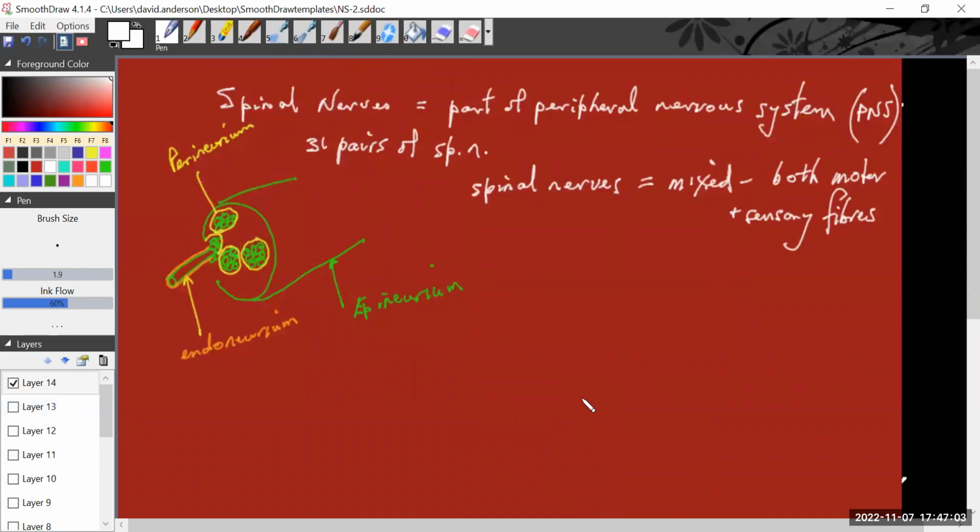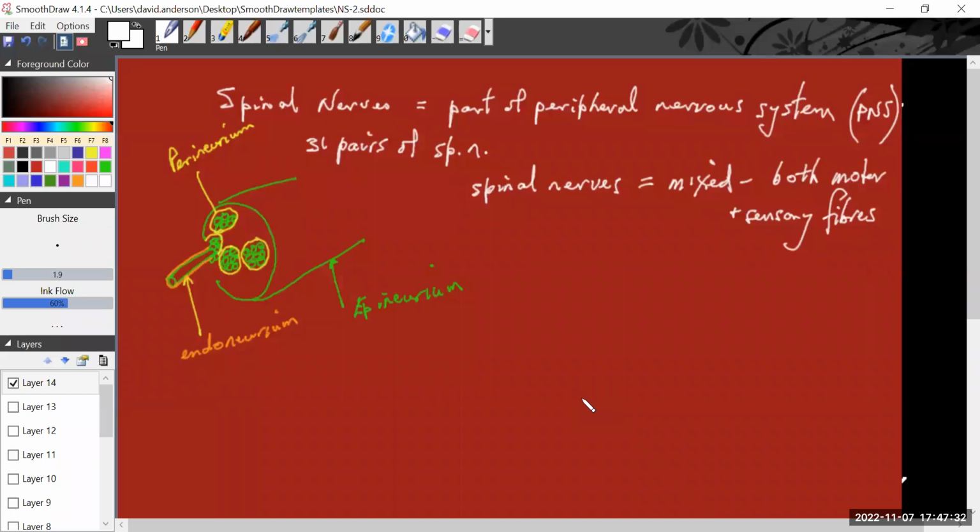So we have 31 pairs. They leave between the occiput and C1, and then between C1 and C2, C3 and C4, all the way down into the sacrum. And so they're just going to be named for the vertebrae that they're most closely associated with. The first one that leaves is C1, and then the next one would be C2, C3, and those are referred to as their nerve roots.